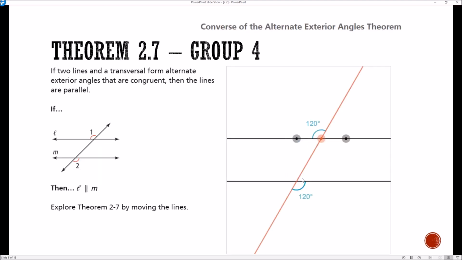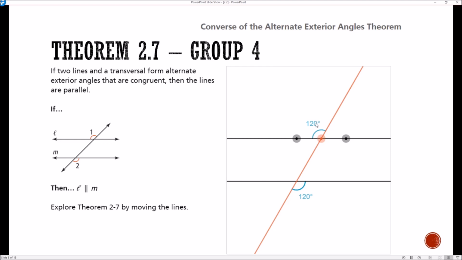All right, let's look at 2.7. This is for group 4. I wish I hadn't put this up, and we could have just derived the name of the theorem from it. They're very easy theorems if you start looking at the pictures first and then move on to naming them. So this is the converse of the alternate exterior angles theorem.